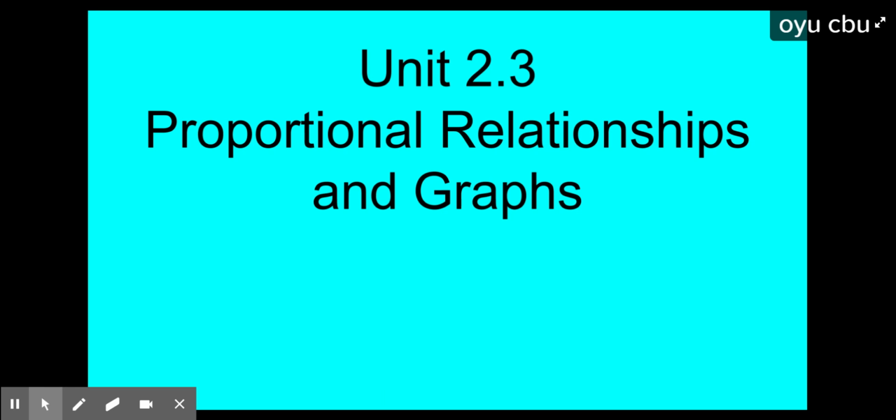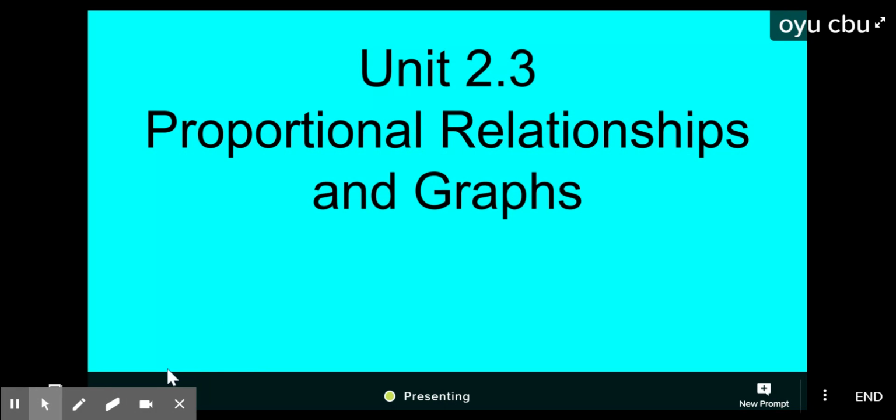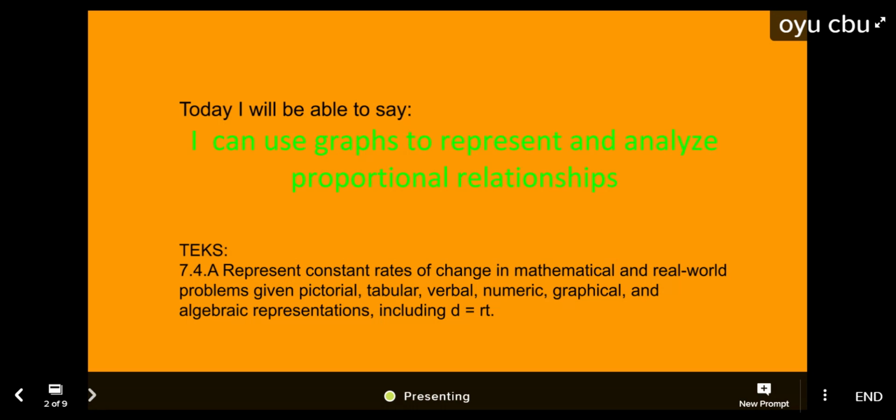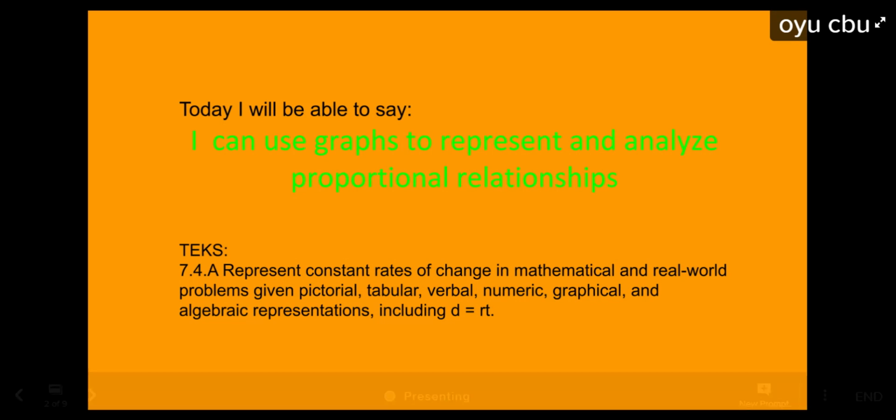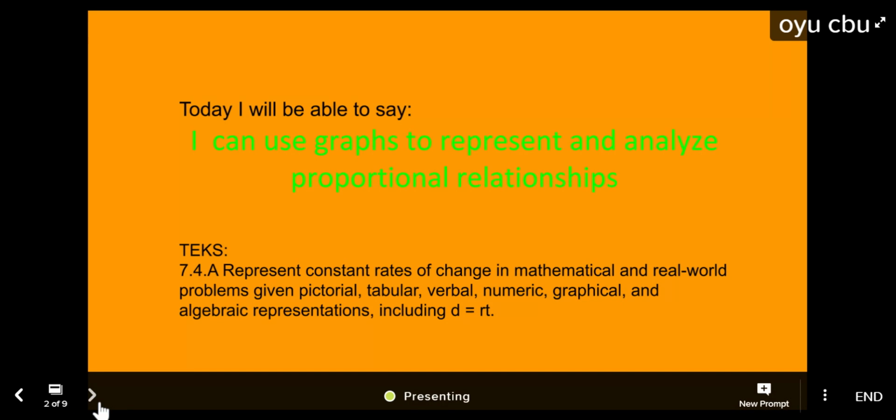All right, we're starting unit 2.3, which is proportional relationships and graphs. So you should have the slideshow open on your Pear Decks. Today, by the end of the class period, you should be able to say, so we're going to take the proportional relationships that we talked about last week, and now we're just going to be looking at them in the graph and determining if they are proportional or not.